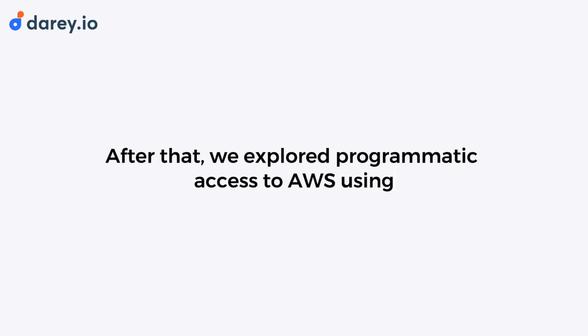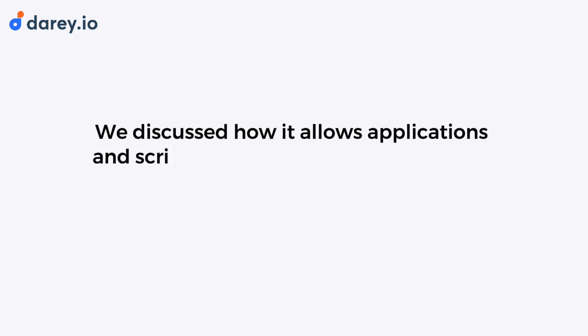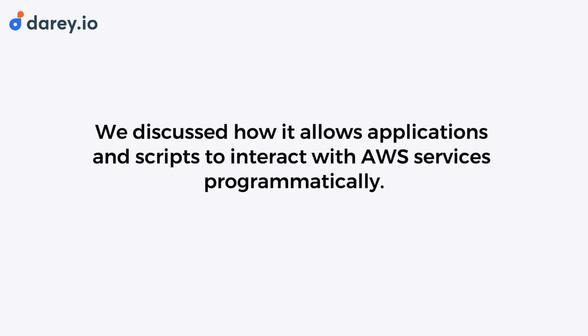After that, we explored programmatic access to AWS using access keys, CLI, and SDKs. We discussed how it allows applications and scripts to interact with AWS services programmatically. We even got hands-on with setting up the AWS CLI on Windows and Mac.